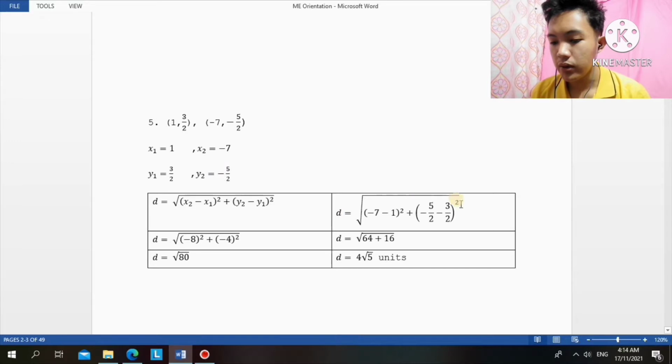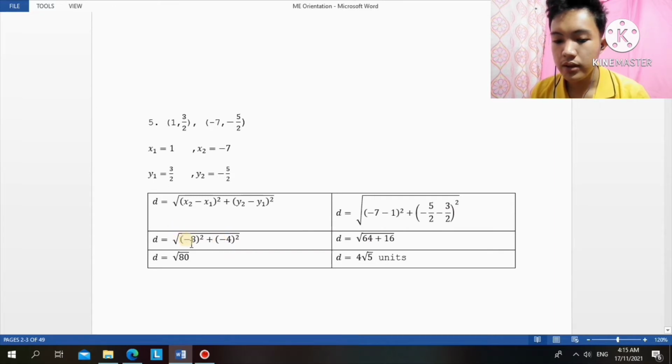So our equation will be distance is equal to the square root of -7 minus 1 raised to 2 plus -5 halves minus 3 halves raised to 2. So -7 minus 1 is equal to -8. -5 halves minus 3 halves is equal to -4.